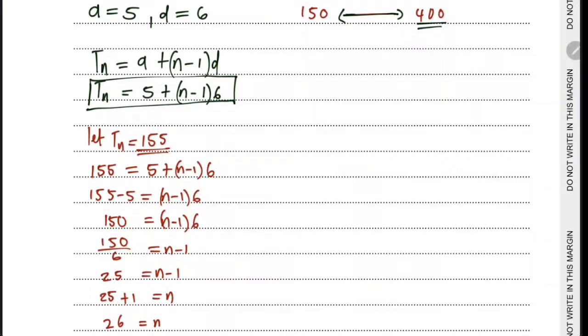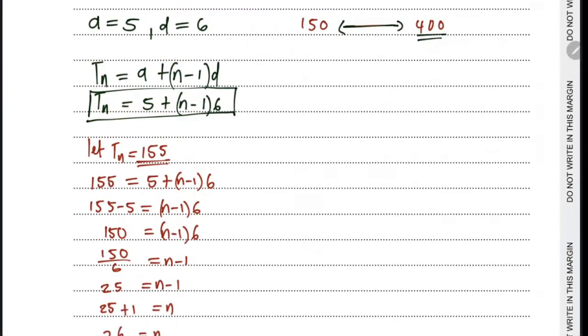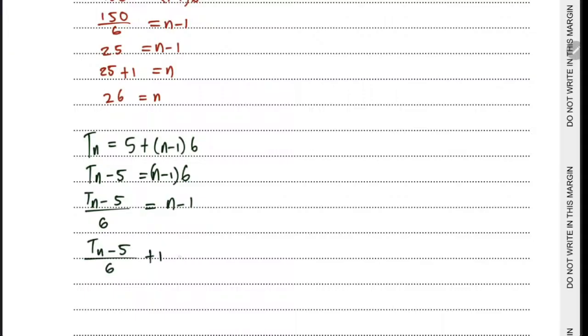Okay. So you say again now, Tn is equal to 5 plus n minus 1 by 6. So we want to say Tn, we take 5 to the other side, it subtracts, is equal to n minus 1 by 6. You can say Tn minus 5 divided by 6 is equal to n minus 1. Then you say Tn minus 5 divided by 6 plus 1 is n.